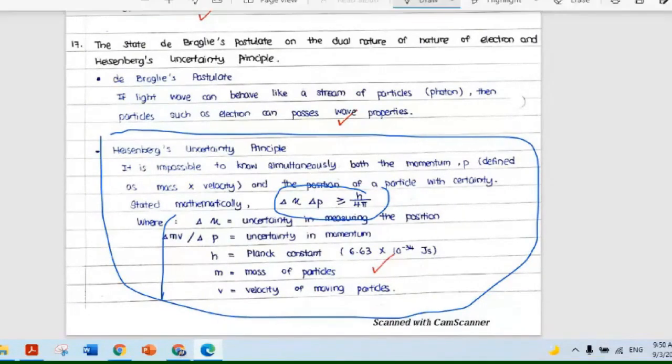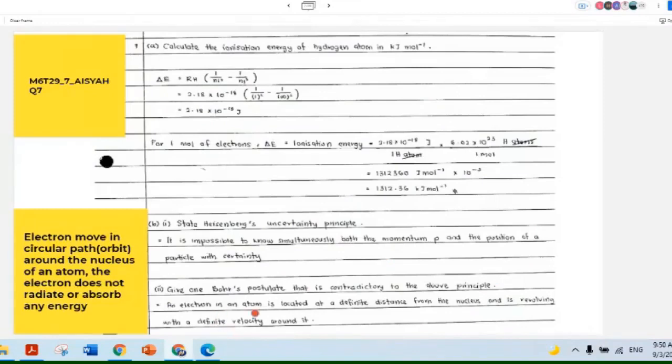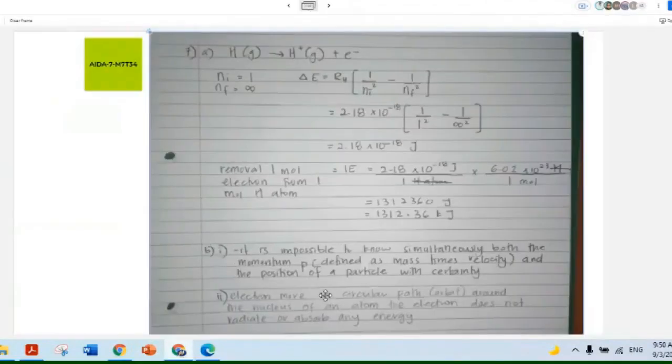Tapi Bohr kata apa? Bohr kata, okay, that electron is definitely distant from the nucleus, yes, correct answer. So this one, transfer pathway around the nucleus and electron does not. Okay, terima juga. Dua jawapan pun betul. The most important point for this question, you must mention electron move in a circular pathway orbit around the nucleus of an atom. Satu kata, kita tak tahu lokasi dan momentum dia. Tapi Bohr kata tahu, dia memang bergerak kat petala sahaja. Itulah jawapan dia. Okay, good job.